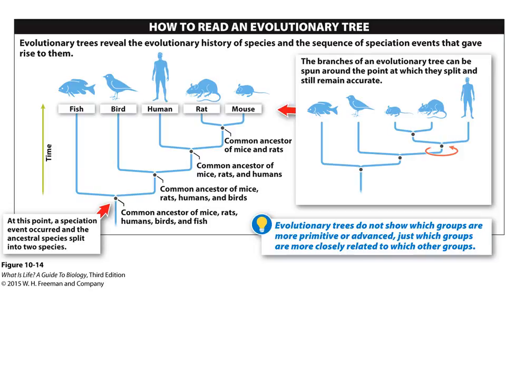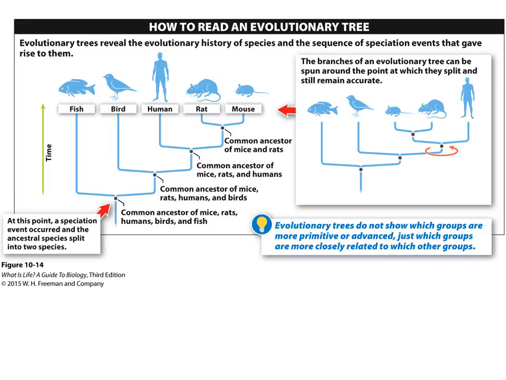So evolutionary trees reveal the evolutionary history of species and the sequence of speciation events that gave rise to them. If you look at this picture down to the left, the red arrow is pointing to a common ancestor of all the animals shown. So there's a common ancestor to fish, birds, humans, rats, and mouse. And at that point, a speciation event occurred and the ancestral species split into two. One that gave rise to fish and the other one that then gave rise to everything else.